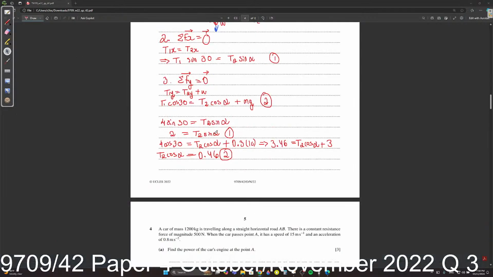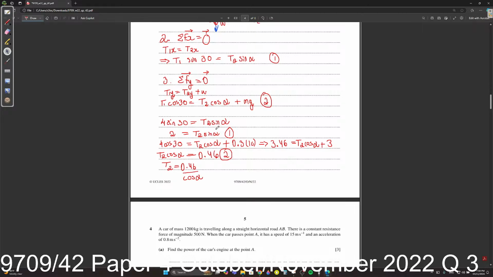Yeah, so I was saying... Okay, T2 cosine alpha is equal to 0.46. Find an expression for T2. I'm gonna use this one. I want to keep cosine in my denominator. It's always better to keep cosine down. T2 is gonna be equal to 0.46 over cosine alpha.